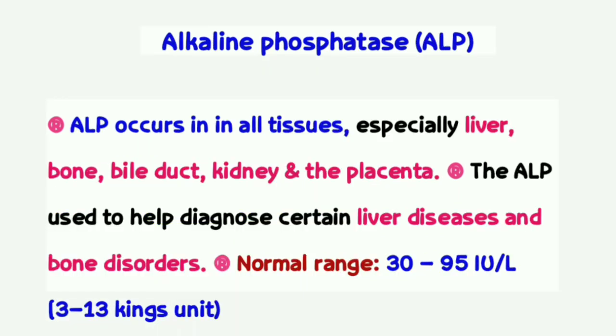ALP occurs in all tissues, especially liver, bone, bile ducts, kidney, and placenta. The ALP is used to help diagnose certain liver diseases and bone disorders. Normally, it is 13 to 95 international units per liter.